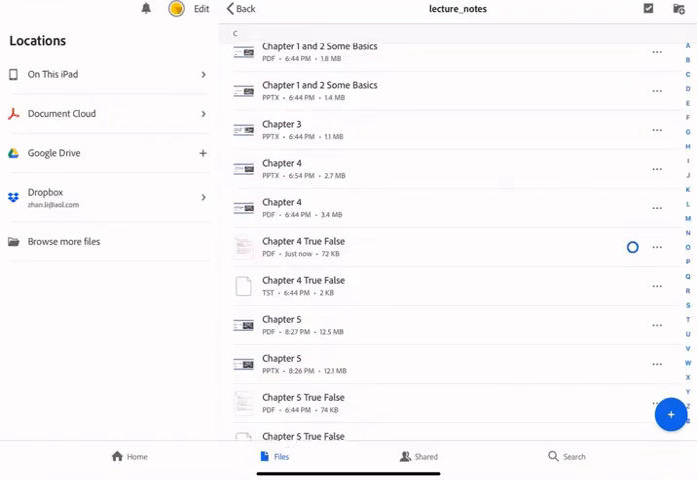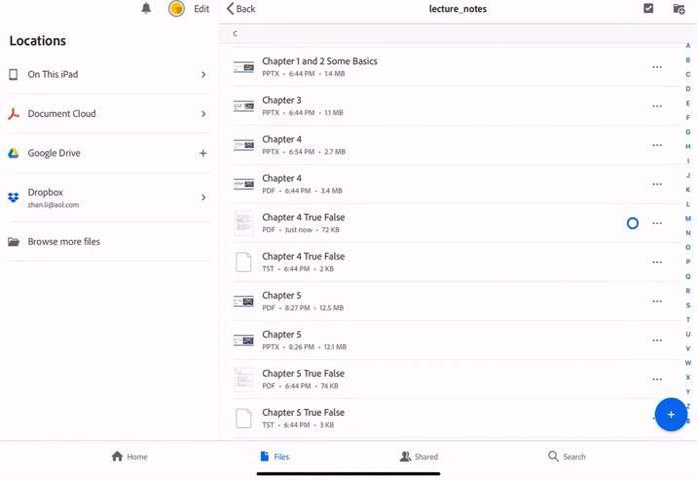Okay, let me look for chapter 5 in my folder. Okay, I think this is chapter 5.